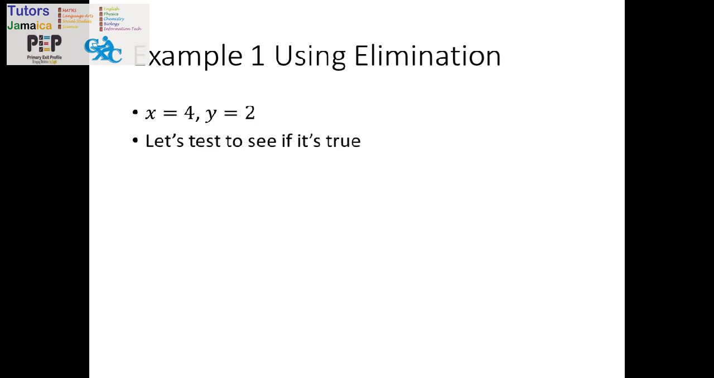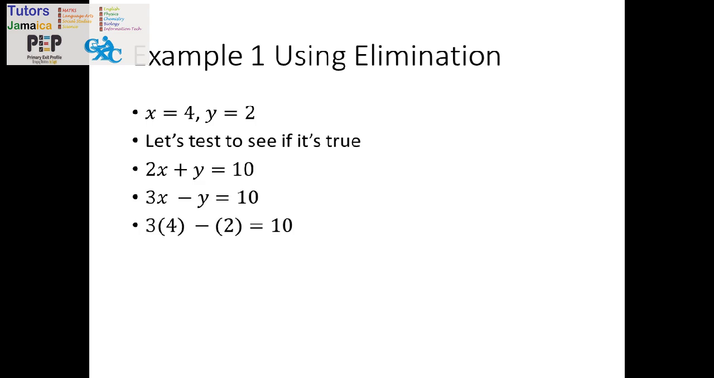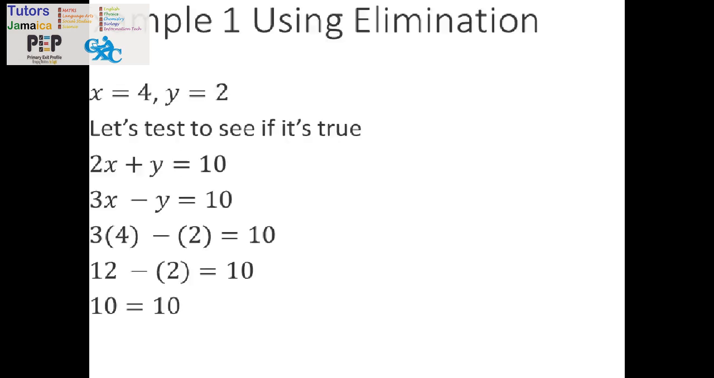So let's test to see if it's true. 2x plus y equals 10. 3x minus y equals 10. So let's say 3 times 4 minus 2 is equal to 10. So we get 12 minus 2 is equal to 10. So we get 10 is equal to 10. If we did not get 10 is equal to 10, or if we didn't get the same amount on both sides, then that would mean that there is an error in math, or there's an error in procedure. So in this case we have no errors, and we can continue to the next example.